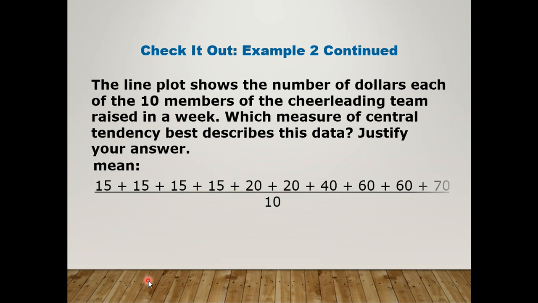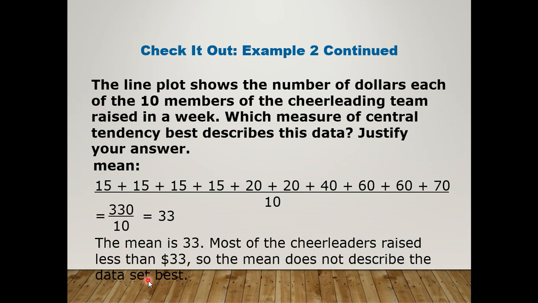So let's find the mean. So here are the data that we have. So meron pong apat na members na nakapag-raise ng $15. Merong dalawang $20, isang $40, dalawang $60, and then isang $70. Okay, all we have to do is to get the summation and then divide it by 10. So 330 divided by 10, that would be 33. And then 33 will be the mean.